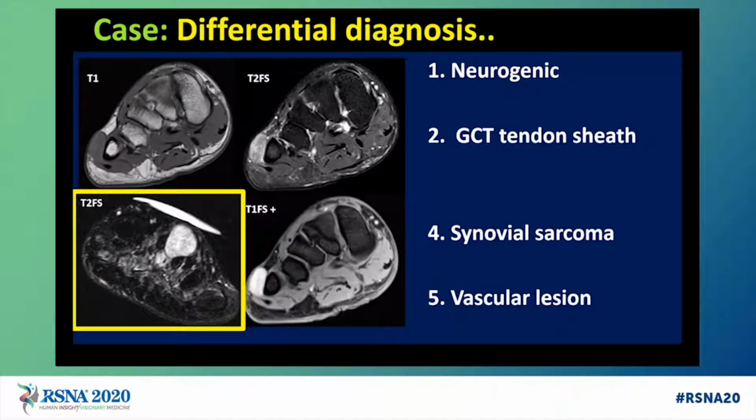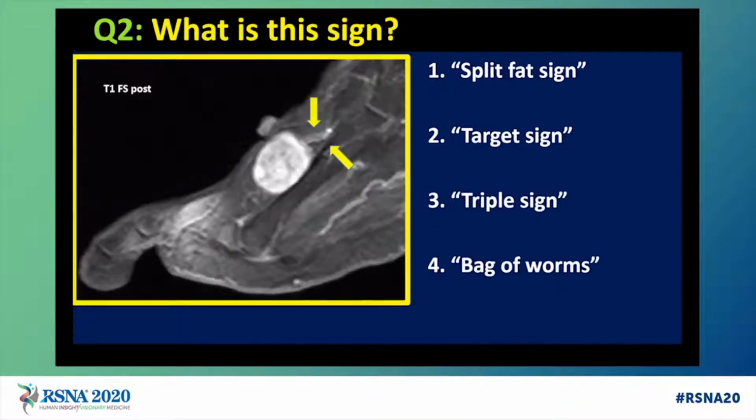Our next lesion for comparison provides this T2 fat-saturated image. It is a heterogeneously increased signal, well-defined case dorsal to the second and third metatarsals. On sagittal T1 fat-sat post-contrast imaging, we are provided with this heterogeneous increased signal intensity lesion with a specific sign. And our next question is, what is this sign?